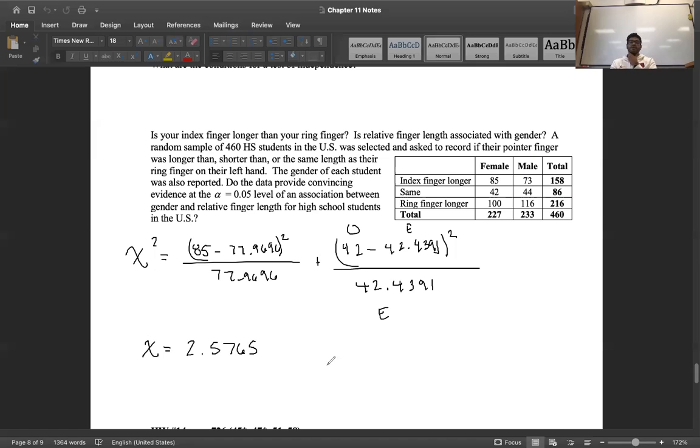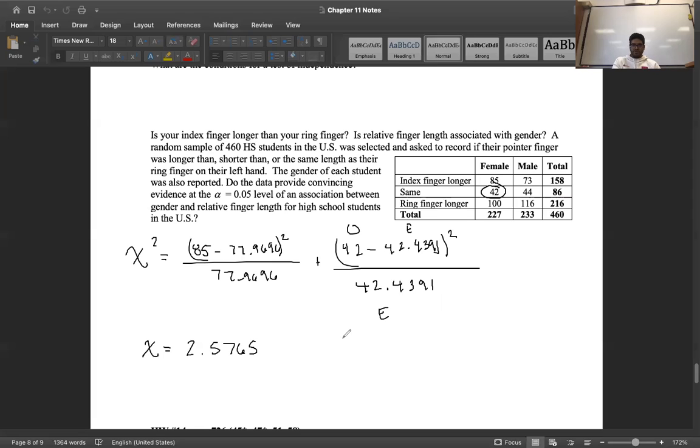And remember, the reason we want to do this by hand is that when you get to the follow-up, it's easier to say which ones have the biggest impact. For example, the second one here, you're going to have a decimal squared divided by 42, which is going to be a really small number. So this second cell, which refers to females with the same length finger, only contributes a tiny bit to your overall chi-square, so this one doesn't have a major impact.